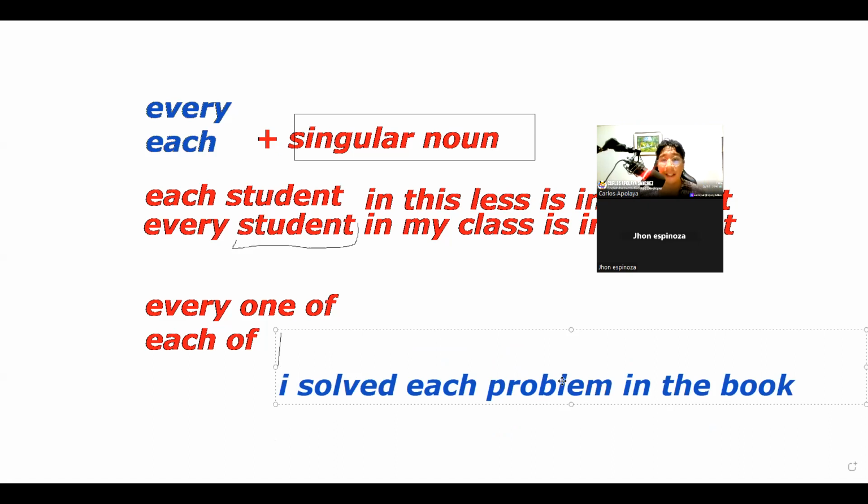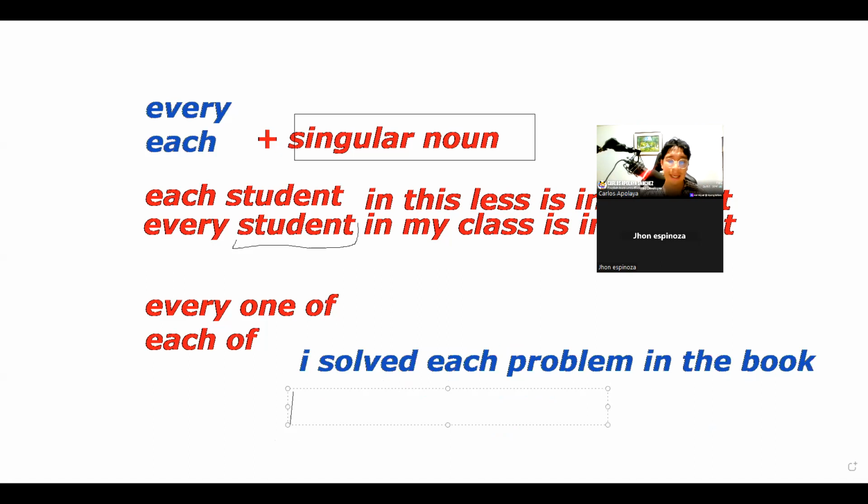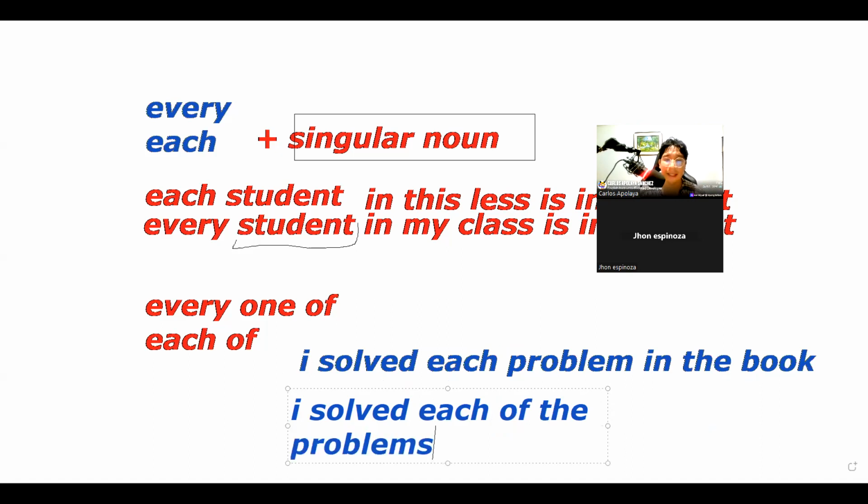Ahora yo no quiero decir each problem in the book. You say, I solved each of the problems in the book. You see, because you can use the plural form, but you have to change. You say, solved each of. Okay. Did you understand the difference between every and each plus singular, and every one of and each of? Do you have any questions? No, that's okay. Let's continue.